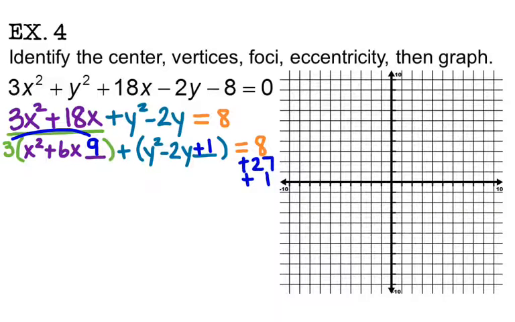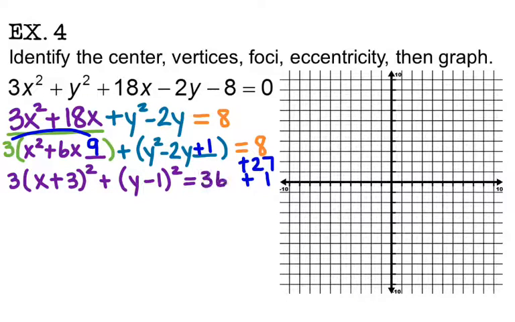Okay, so now I can write these as perfect squares. The 3 is going to stay out front, and it's going to be x plus 3 all squared. Remember, it's the number before you squared it. And then for the y's, y minus 1 all squared. And then I'm going to add up those numbers on the right, and that equals 36.